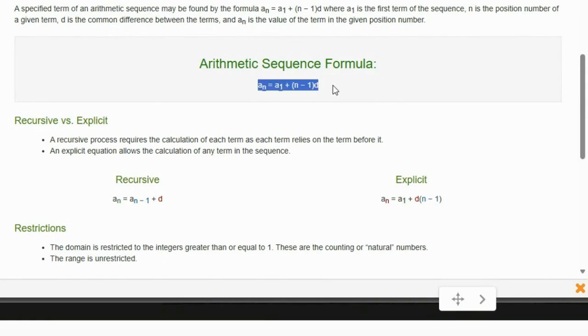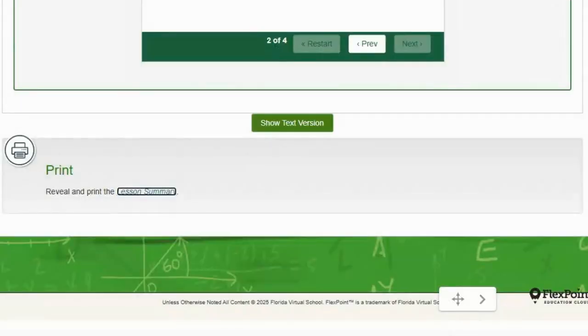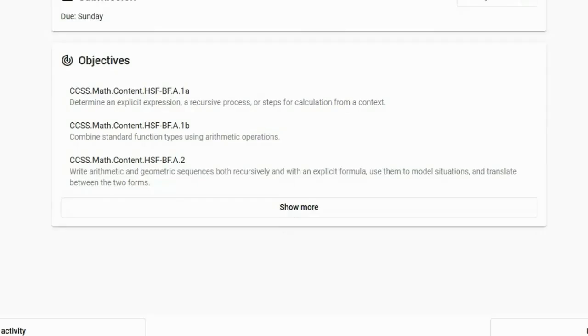There's the arithmetic sequence formula. There's the recursive and explicit. And see, sometimes they put the d in front of the parentheses, and sometimes they put the d after the parentheses. It doesn't matter which way you write that. It's the same formula. And then there's the 2 arithmetic series equations. So let's take a look at the assignment.